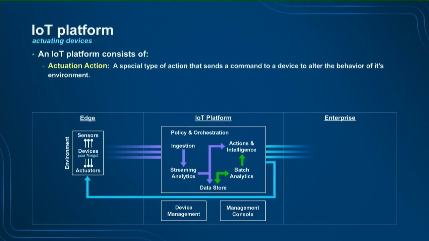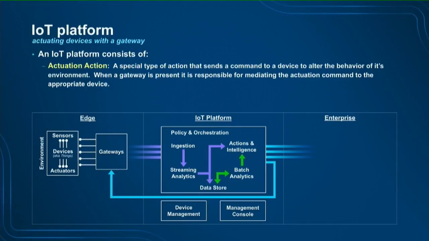And the last piece here, from the IoT platform back to the edge, is that blue line on the bottom there, which is an actuation command that we can make a decision on. That could be a result of a streaming analytic detecting a pattern of interest, or it could be the result of a batch analytic detecting some pattern that we want to affect behavior in the environment. And then also when there's a gateway present, then the actuation command would go to the gateway, and the gateway serves as the mediator to send that command to the device.